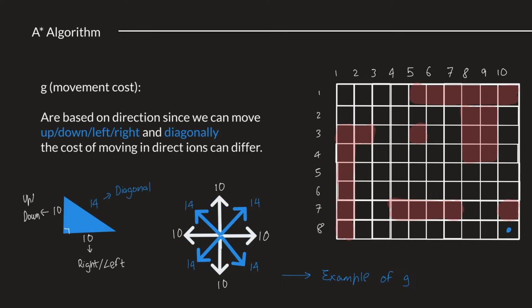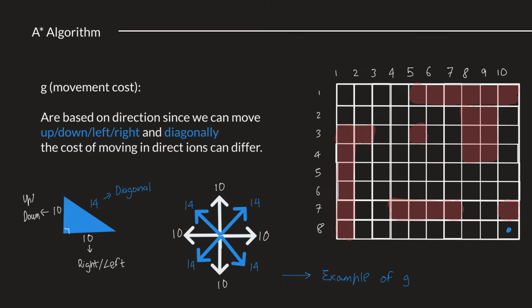So g, or movement cost, is basically dependent on the direction we move in. We can give a different cost to every direction that we go in. So if we were to go up, down, left, right, this would have one cost, or if we were to go diagonally, we can give this a different sort of cost.